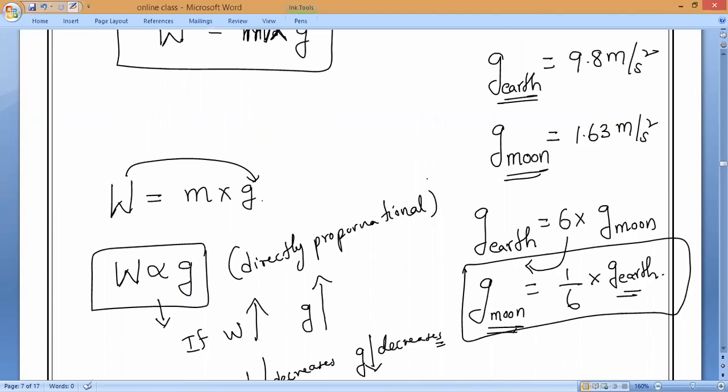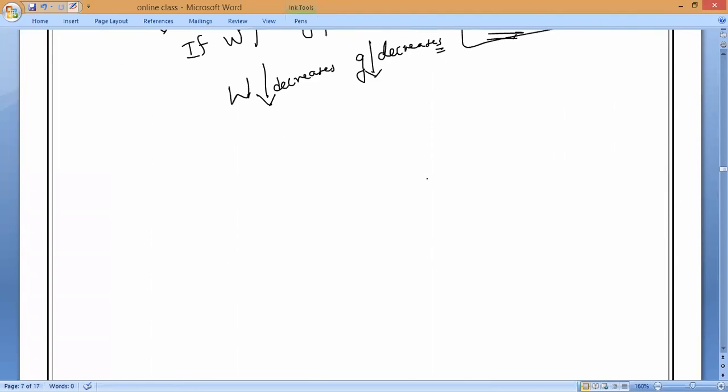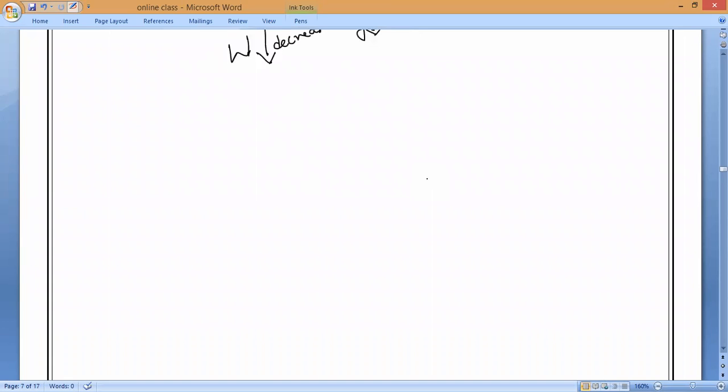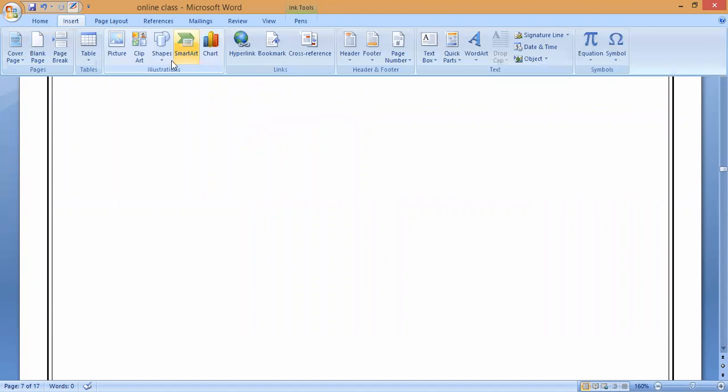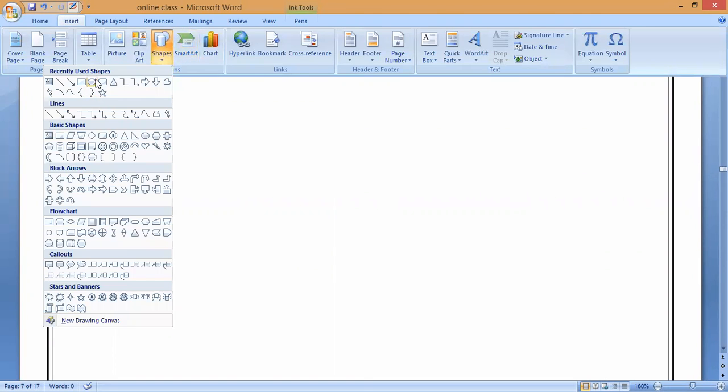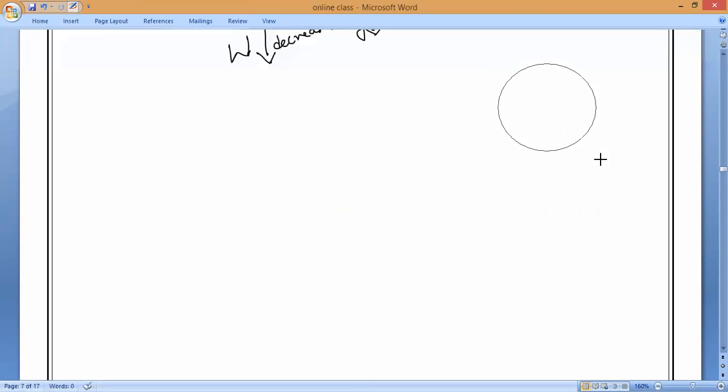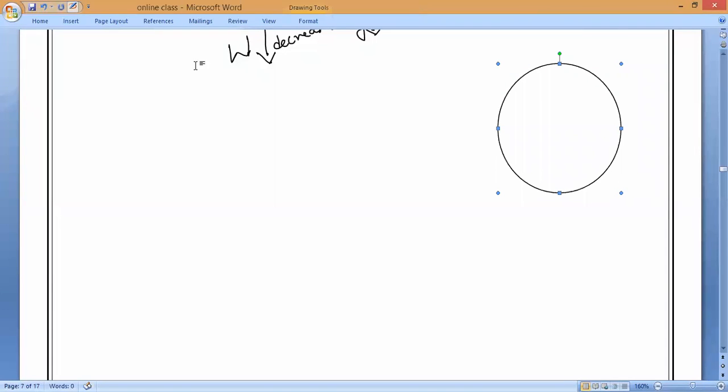Please remember that at certain places weight will become zero. Can you tell me at what point the weight of an object will become zero? We know the mass of a body will never be zero, but the weight of a body will be zero at a particular point. At the center of Earth. Remember, at the center of Earth or the center of the Moon, it doesn't matter.